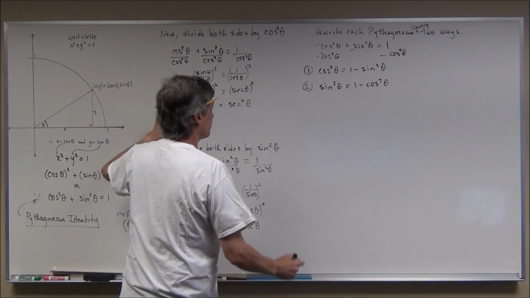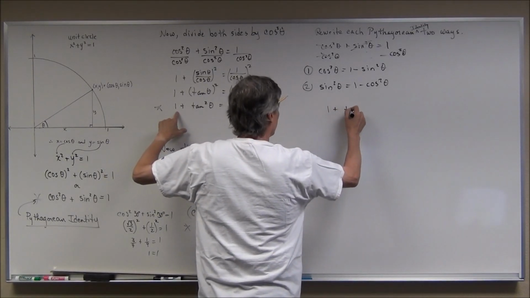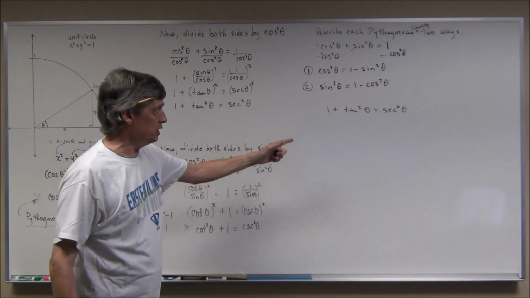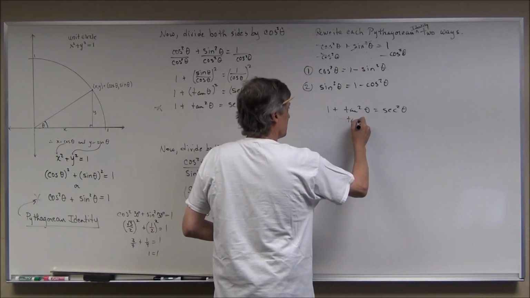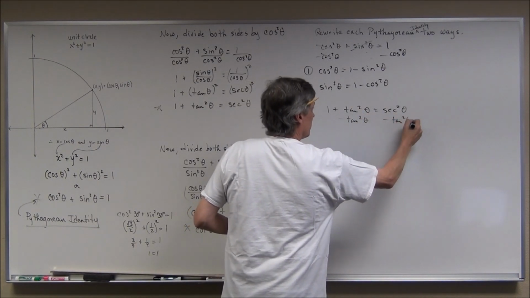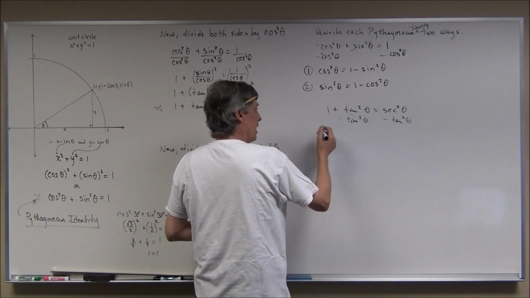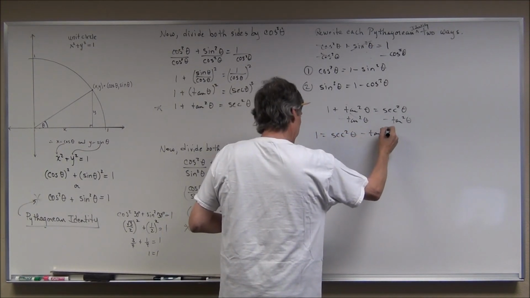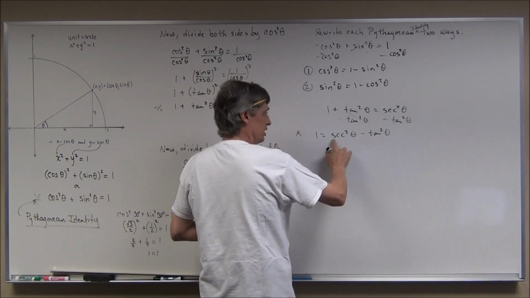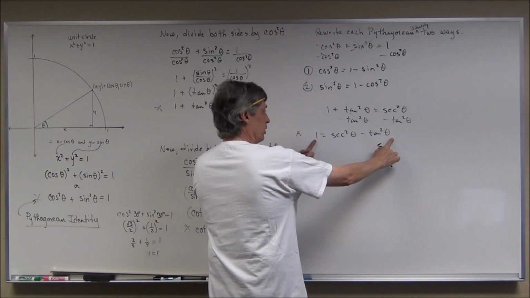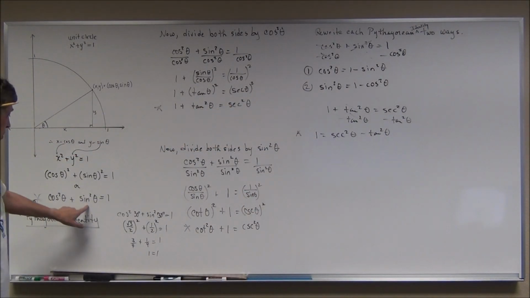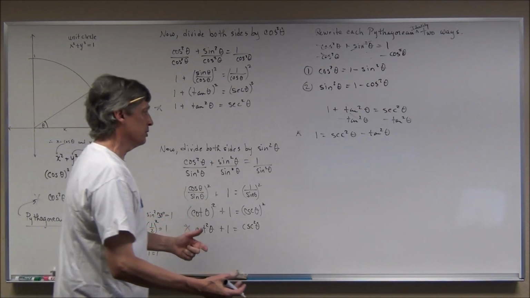Now let's go to this guy. If I start with 1 plus tangent squared theta equals secant squared theta, one of the most common variations of this is if you subtract tangent squared theta from both sides. Because what happens here is I get 1 equals secant squared theta minus tangent squared theta. Well, if I ever come across this expression, this is a much simpler one to work with. I would just replace this with 1. Just like if I ever came across cosine squared theta plus sine squared theta, I would just replace this with 1, because they're equivalent expressions.